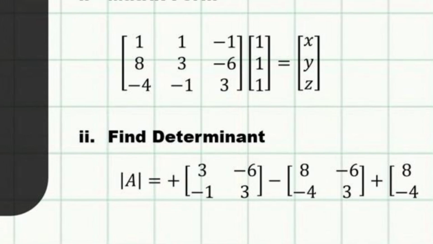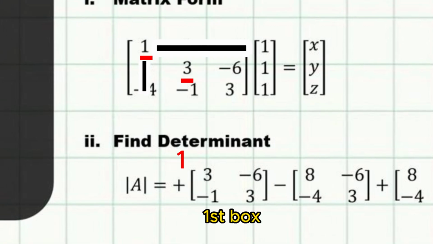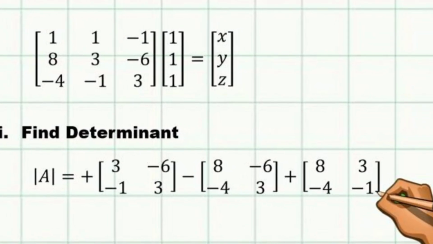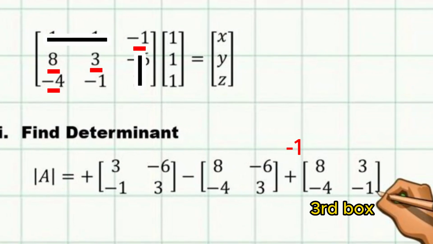For the first box, it contains 3, negative 6, negative 1, 3. The second box contains 8, negative 6, negative 4, and 3. And the last box, or the third box, contains 8, 3, negative 4, and negative 1.